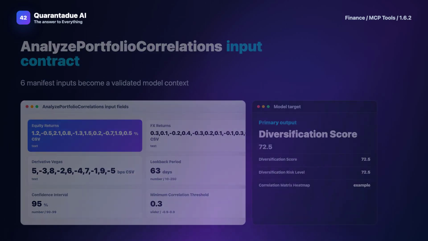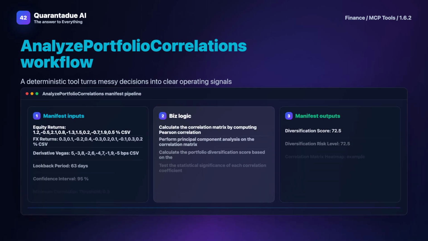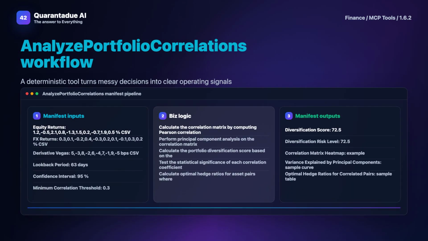in descending order. Calculate the portfolio diversification score based on the average absolute correlation, where a higher score indicates better diversification. Test the statistical significance of each correlation coefficient using a t-test with the specified confidence interval and look-back period.